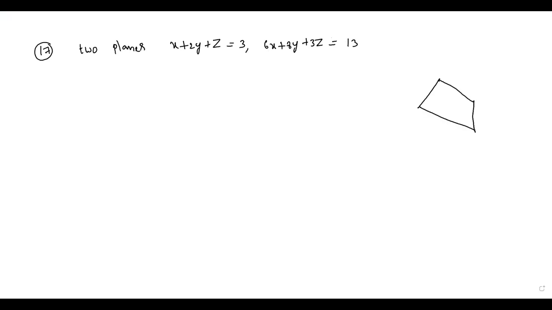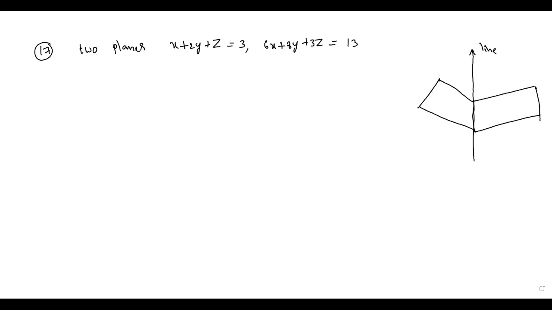Now 17th. Two planes are x plus 2y plus z equal to 3. Next, 6x plus 8y plus 3z equal to 13. Here the line is passing through the intersection of these two planes. Okay, this is a line.